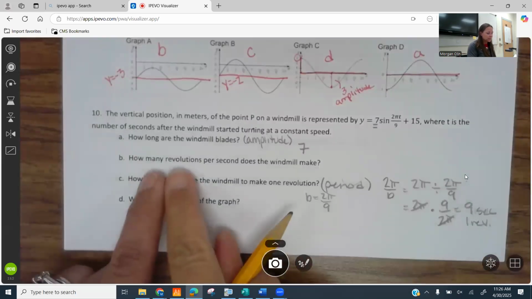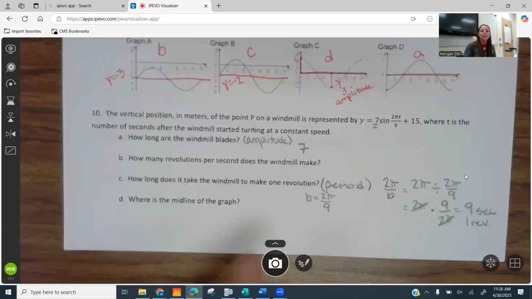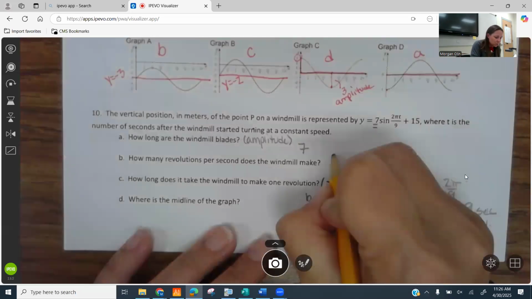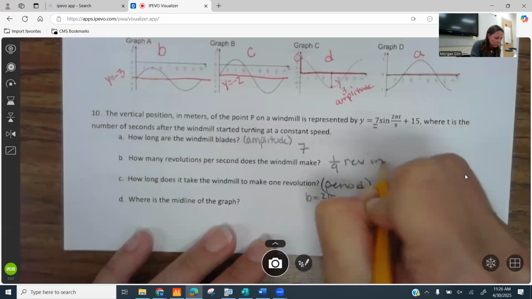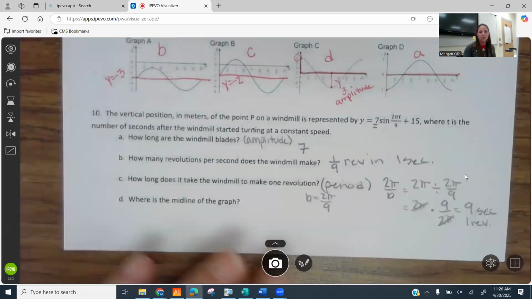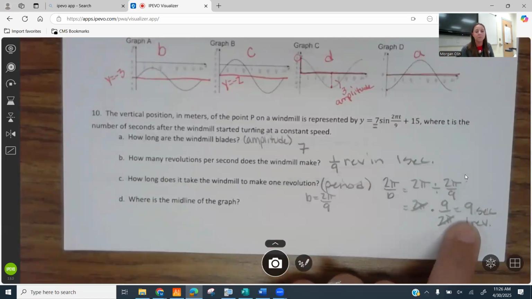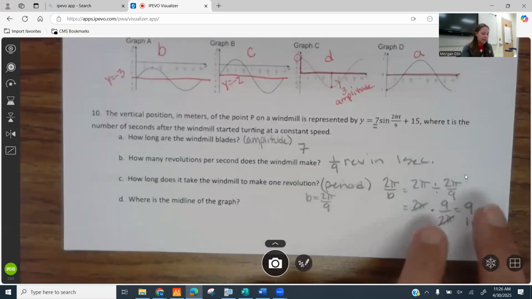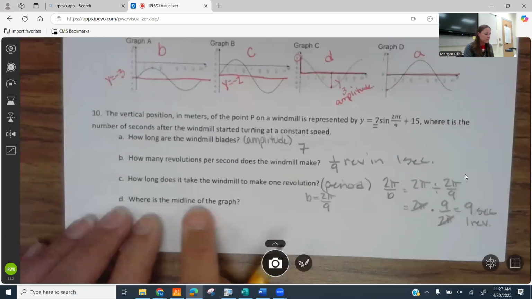Now, this question is how many revolutions per second? Well, if it's 9 seconds to do 1 revolution, then think the reciprocal. It's 1/9 revolutions in 1 second. That's kind of hard to come up with on your own, but if you come up with the period first, this is 9 seconds to do 1 revolution. So how many revolutions in 1 second? Well, it's 1/9 of it. And then where is the midline of the graph?